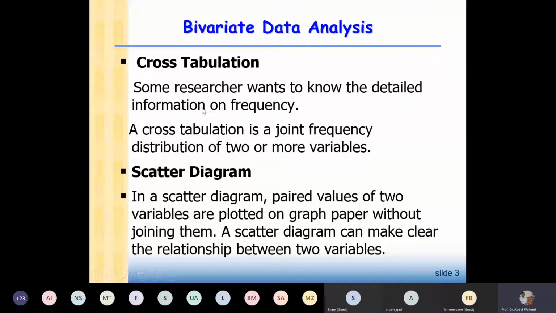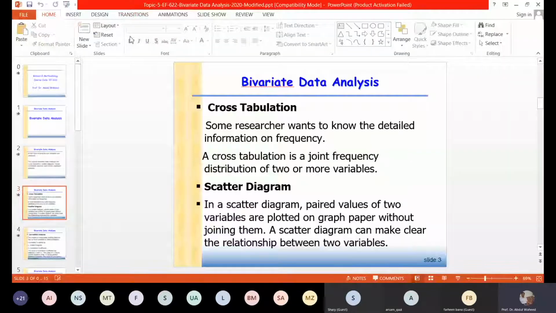In a cross tabulation, we provide the joint frequency distribution of two variables. In a cross tabulation there is a possibility of more than two variables, but because here we are discussing bivariate data analysis, we will take only two variables. I will show you a cross tabulation, then it will be clear to you what a cross tabulation is.